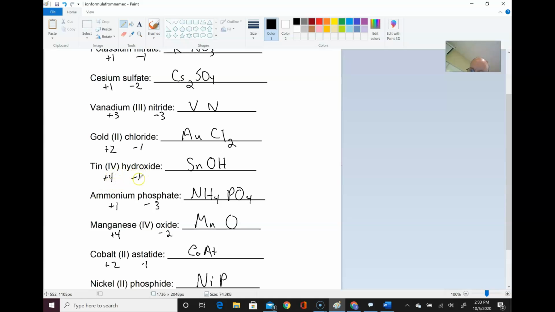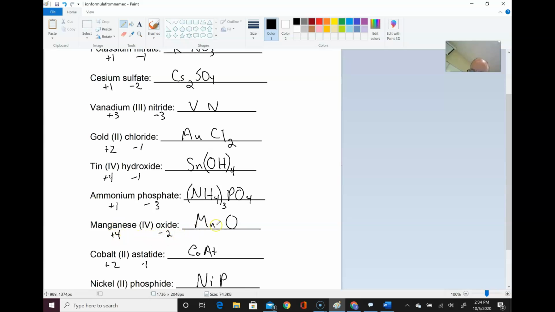So you can see by inspection that you'll need 4 negative ones to balance a 4 plus, and so remember that for a polyatomic ion you'll need to put parentheses around that, and if you don't, then it just means that the hydrogen has 4, but we want all of it to be 4. Okay, ammonium phosphate, you can see that we'll need 3 plus 1s to balance a minus 3, or again you can switch the numbers, but again remember you'll need to put a subscript there.